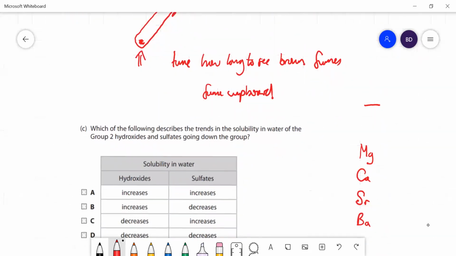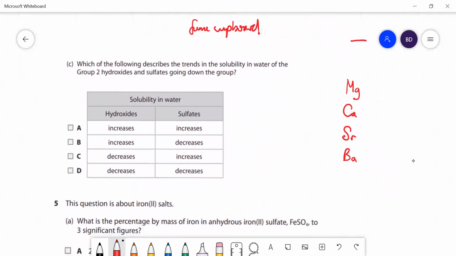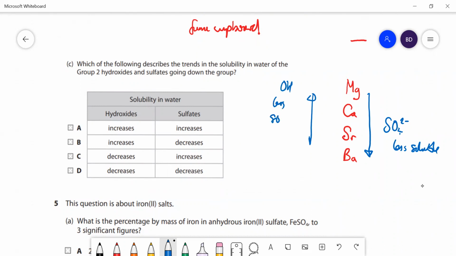Right. Which of the following describes the trends in solubility in water of the group 2 hydroxides and sulfates? Right. Again, straightforward recall. As you go down the group, the sulfates become less soluble, and as you go down the group, the hydroxides become more soluble. So the answer there is, the hydroxide solubility increases as you go down the group, and the sulfate solubility decreases. So B is the correct one, isn't it? Hydroxides become more soluble, sulfates less soluble. Okay.